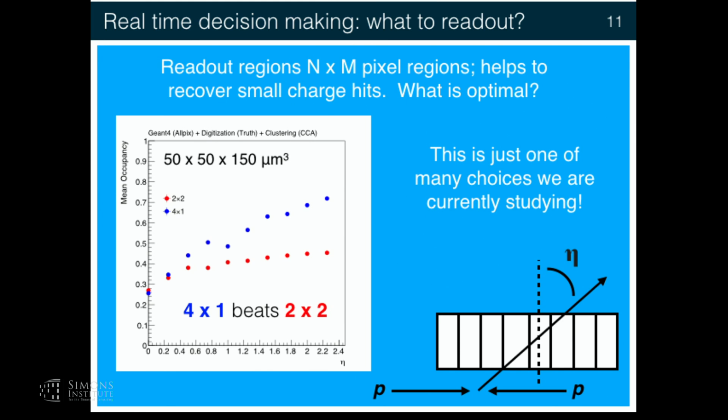So in fact, you want the occupancy to be as high as possible in your readout region. Otherwise, you're just wasting readout bandwidth. And so 2x2 is not as good as 4x1. For 4x1, the 4 is in the long direction, the direction where you have more pixels that are hit. So these are simple things we can think about. This is just to set the scene for the kind of choices we can make while optimizing the readout.